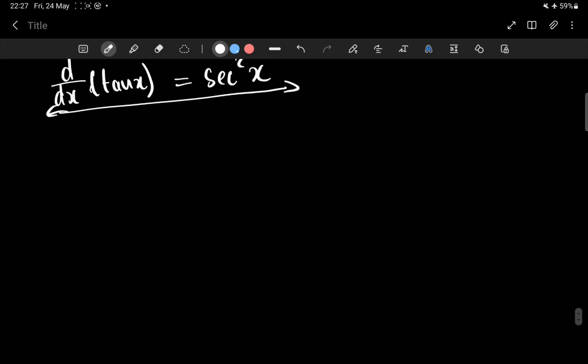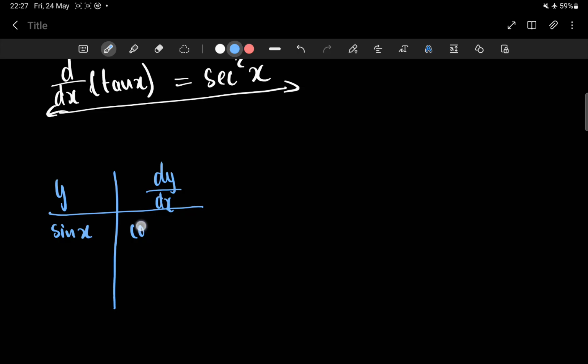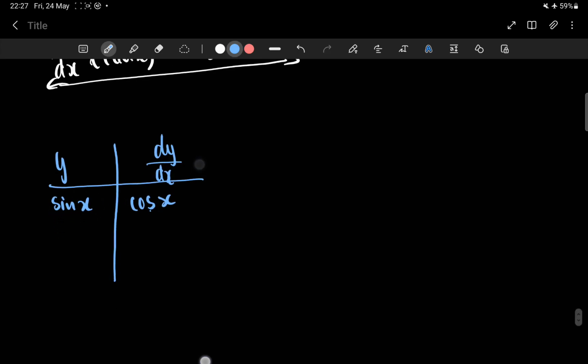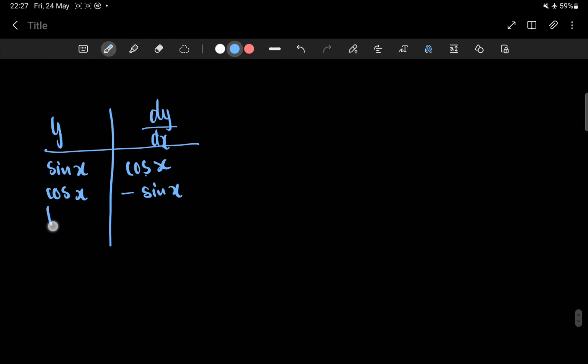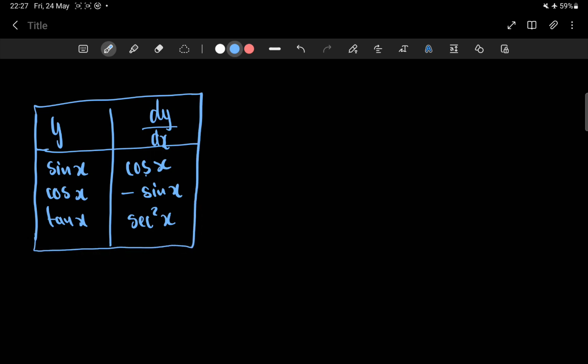So now we can make a little chart already. If I have y, then I will know my dy dx. What does the small chart say? If you have y being sine x, dy dx would be the derivative of sine x, which is cos x. Then if you have cos x, what's the derivative of cos? Negative sine x. Then if you have tan x, what's the derivative of tan x? It is sec squared x. Then we have this important table. So far we have these three guys. We are going to keep using our table. Let's keep developing it.